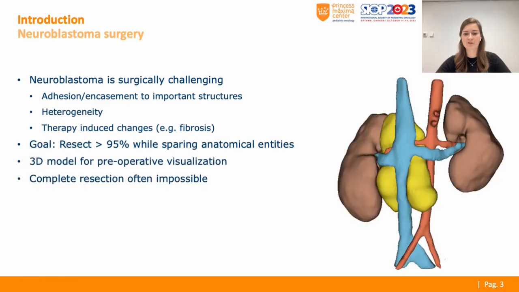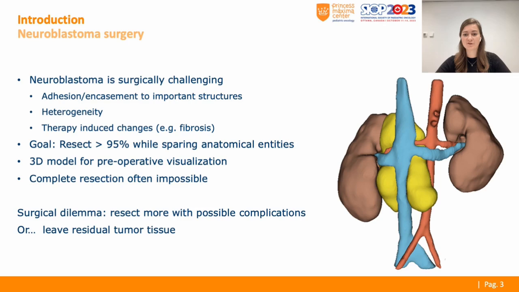And to prepare the surgeons, we always make a 3D model of the patient-specific anatomy. And in this model, we can immediately see why a complete resection is often very difficult or even impossible, mainly due to the location of the tumor. And this can lead to the surgical dilemma of whether to resect more tumor tissue with possible complications, such as a bleeding, or whether to leave some residual tumor tissue.